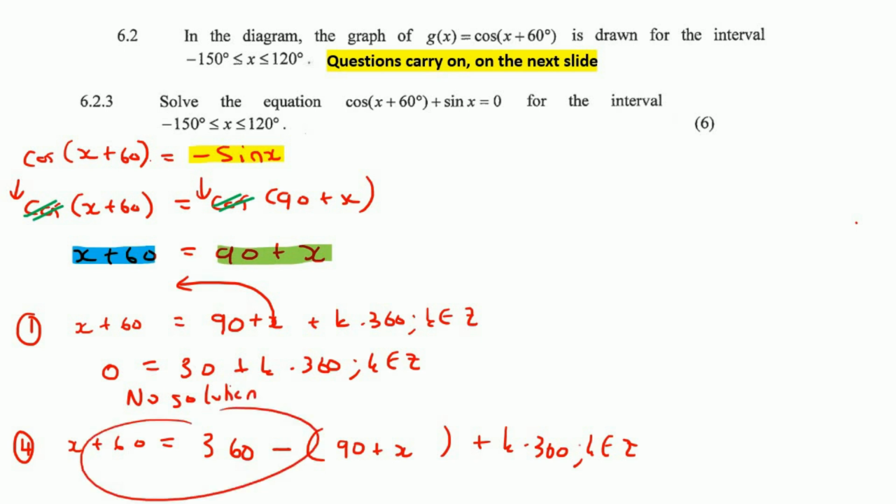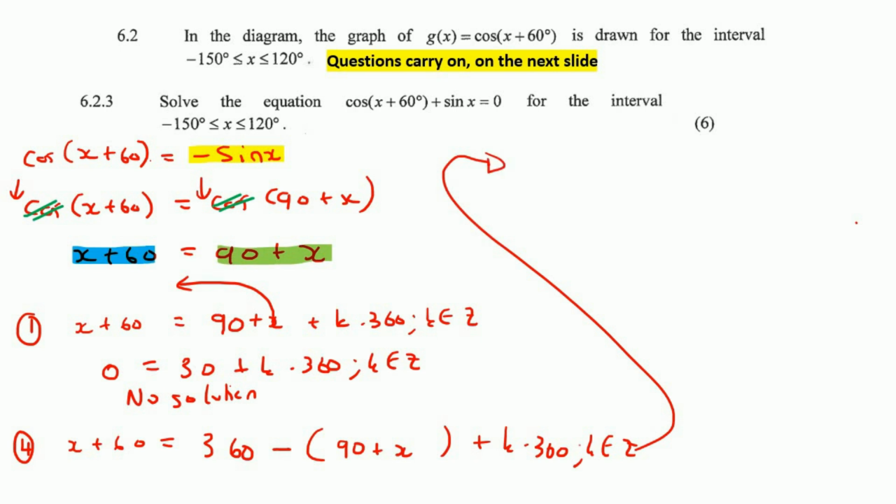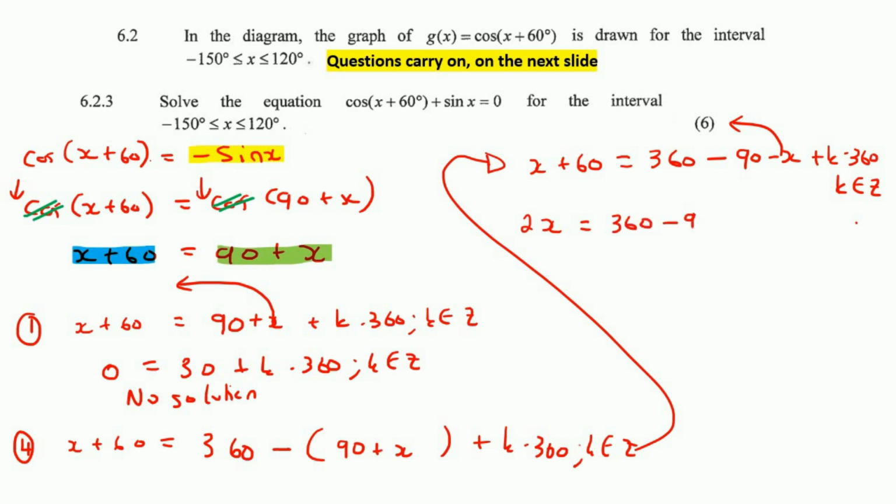Okay, with this number 4, if you don't mind, I'm just going to move it up to the top over here. And so we're going to end up with x plus 60 equals 360 minus 90 minus x plus k 360, k is an element of z. Okay, and now we're just going to solve for x. I'm going to bring this x over to the left, so we end up with a 2x. Then on the right-hand side, we'll have 360 minus 90 minus 60 plus k 360, k element of z. And so we're going to end up with 2x is equal to 210 plus k 360, k element z.